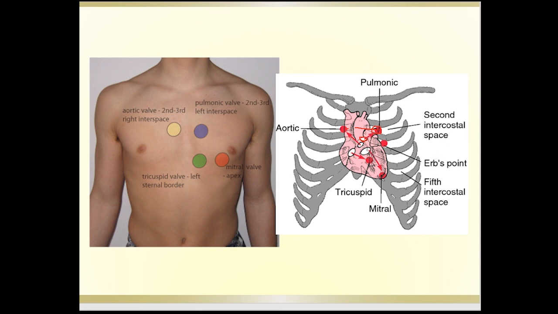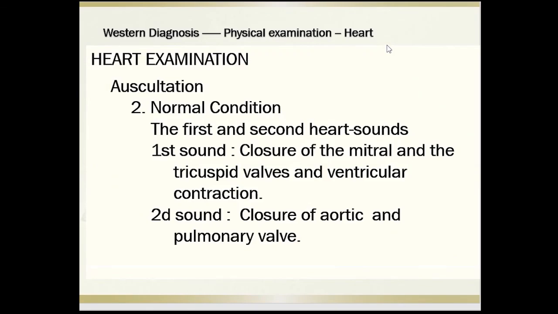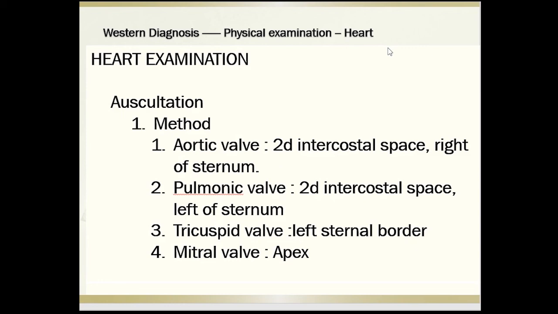Then we're looking for another location. So number 3, we hear the sounds coming from the tricuspid valve. That means the valve on the right side between the atrium and the ventricle. So we go to the left side sternal border.